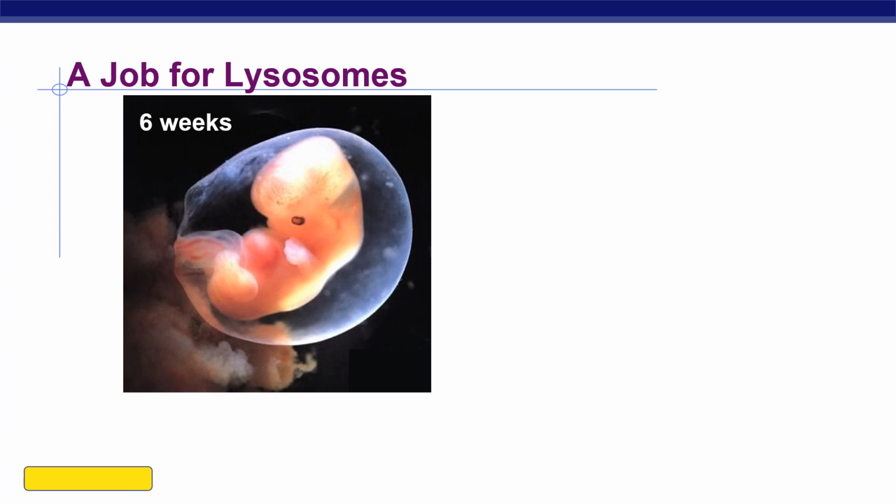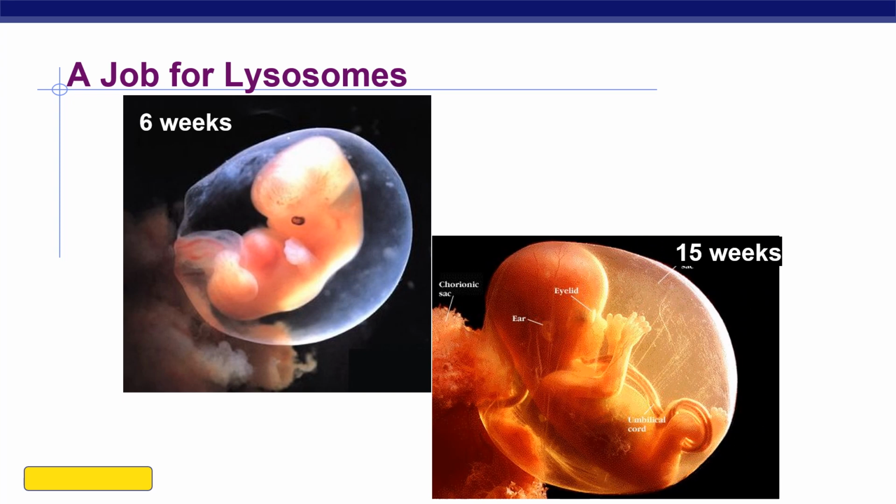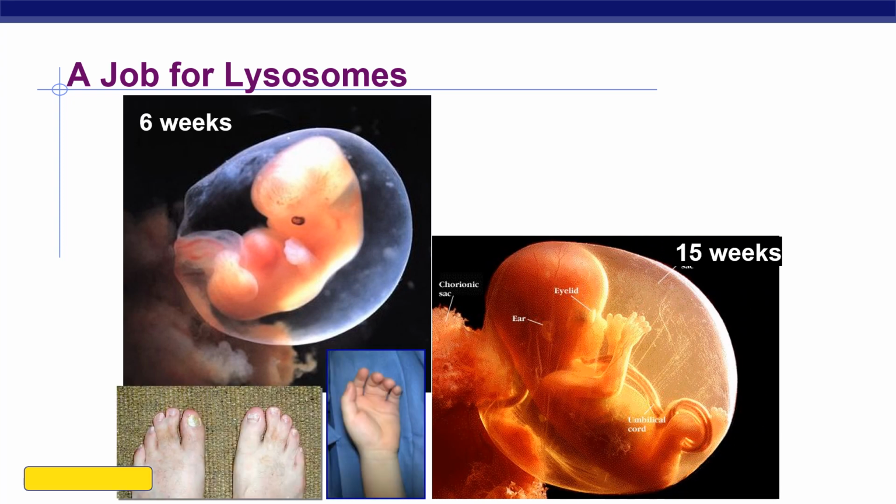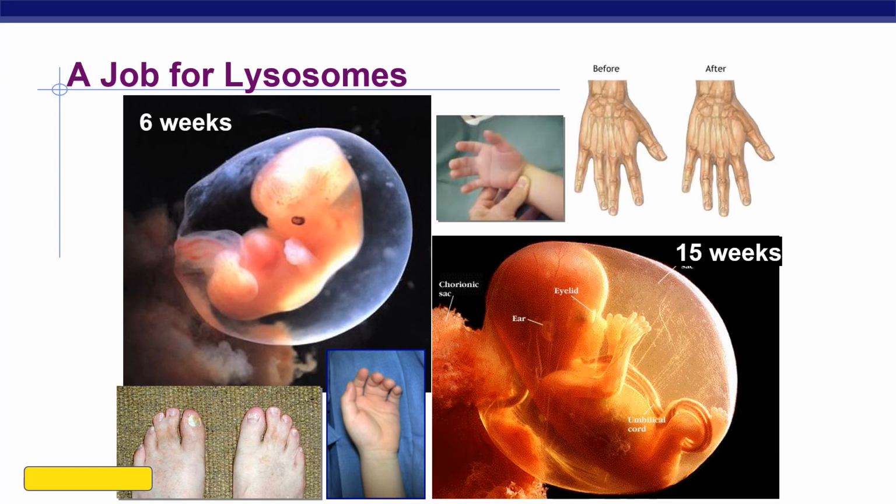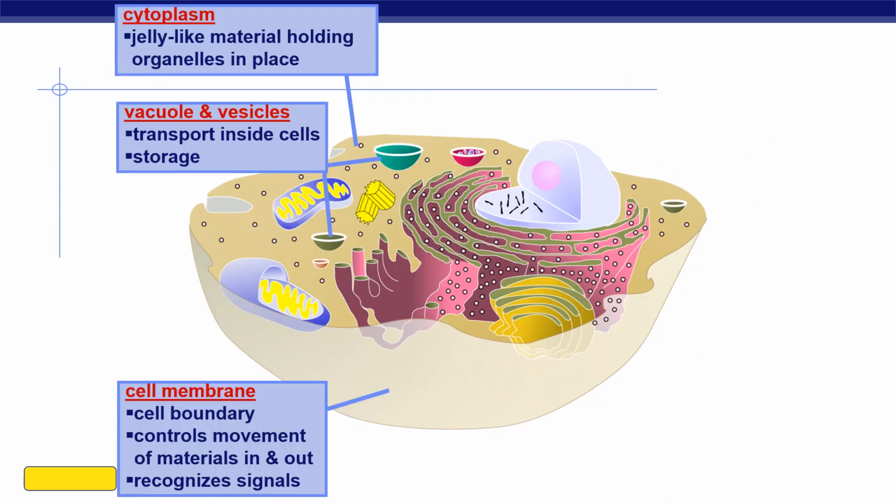Now, let's look into the job also of lysosome in a developing baby. Look at it. So at 6 weeks, the lysosome is already working in the womb of your mother, until when we are born. So look at it, the different changes. So let's continue.